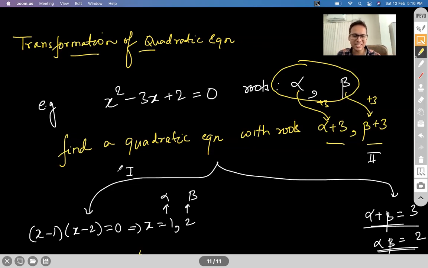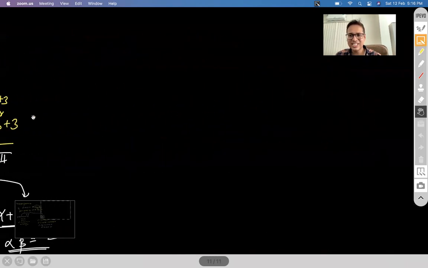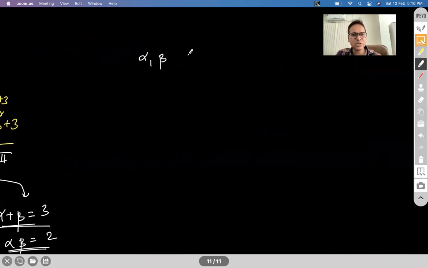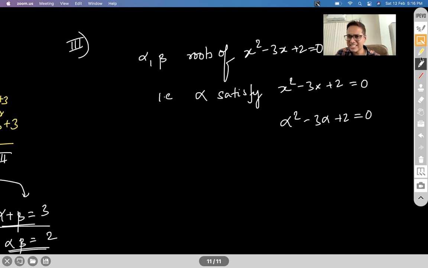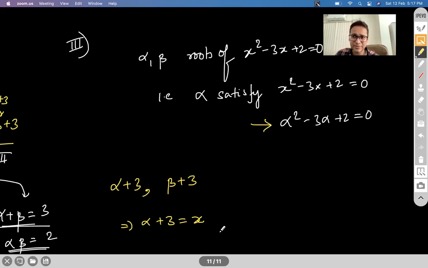Is it understood? So how does this method actually work? So we know that alpha and beta are the roots of, so this is the third method for you. Alpha and beta are the roots of this equation, correct? Okay. And since both the roots are given same treatment, can I use one of them and say alpha will satisfy this equation, which means alpha square minus 3 alpha plus 2 is 0, correct? Now you want an equation whose roots are alpha plus 3 and beta plus 3, correct? So what I'll do here is I'll put my alpha plus 3 as x. Why I'm putting alpha plus 3 as x? Because I have used alpha here. So my alpha will become x minus 3, correct?